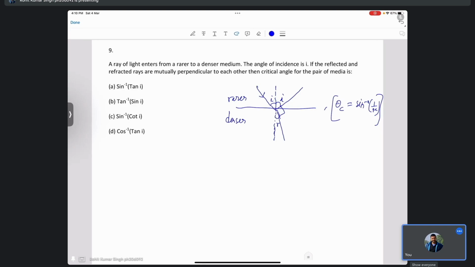Sorry for the disturbance. Okay, so let's focus here. This formula we know. So we need to calculate the refractive index of this material. And how can we do that? We only have this information, that the angle between reflected and refracted light is 90 degrees. So can anyone suggest how we can calculate it?